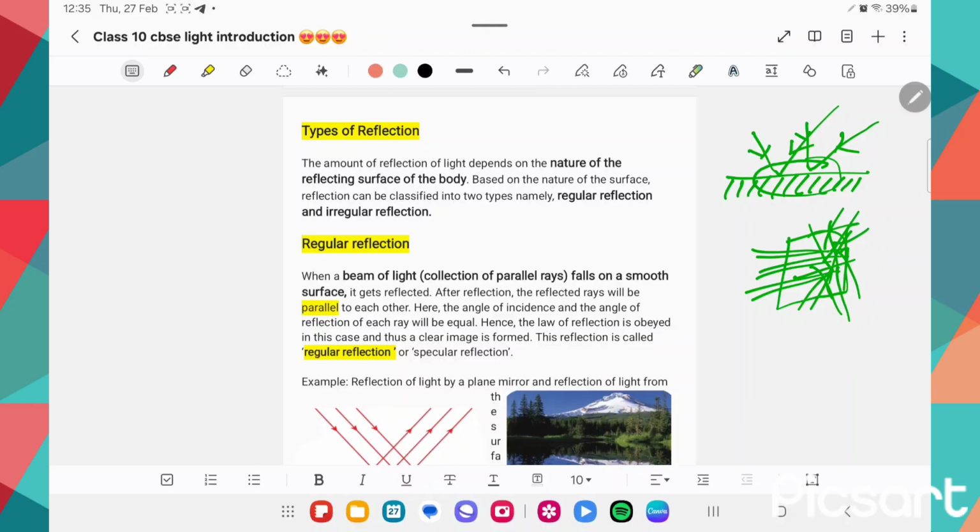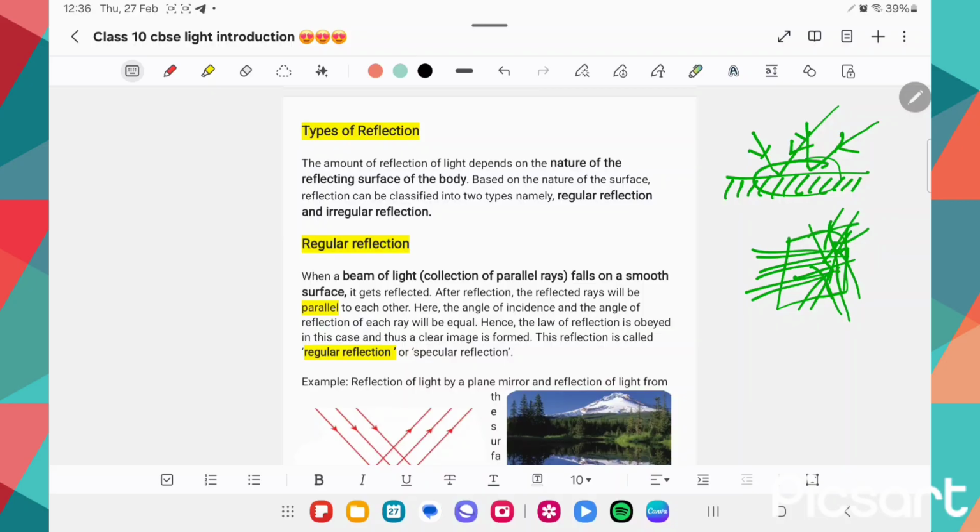And next, irregular reflection occurs all over. For example, if we take a wall, there will be a diffuse reflection. If we take some rough window, there also will be some diffuse reflection. So reflection always depends upon the reflecting nature of the body. In that we have two types, one is regular, another one is irregular.